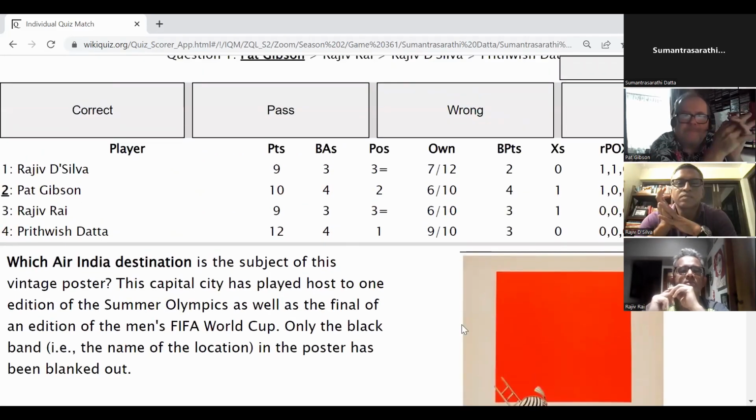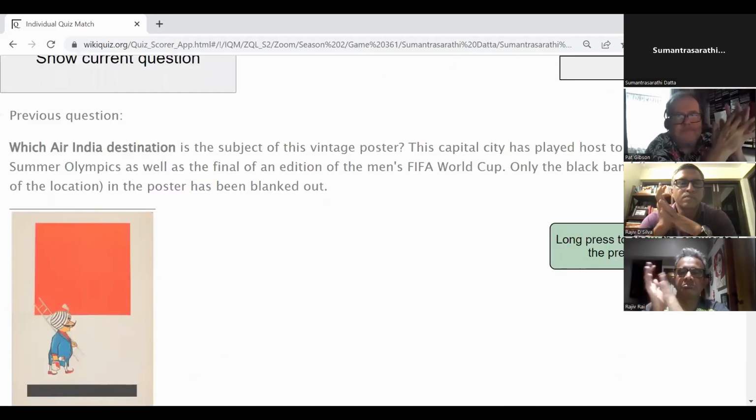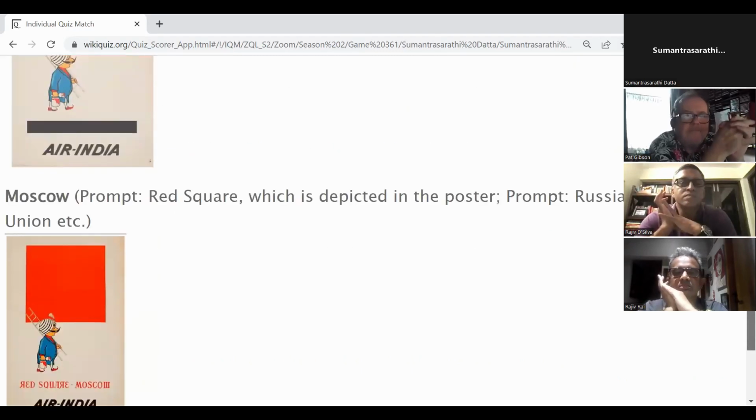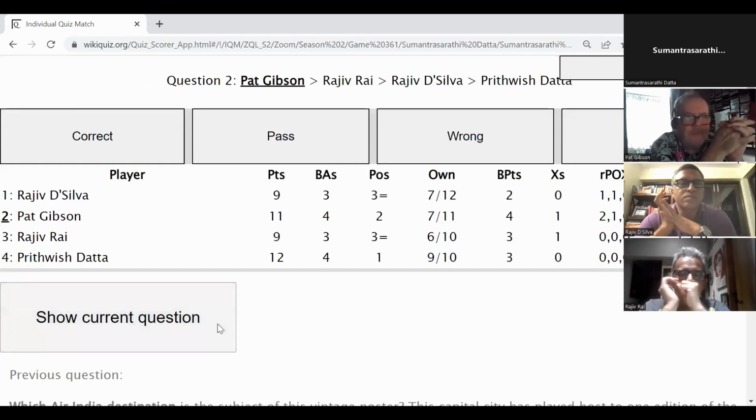Moscow. Indeed, this is the Red Square as you can see in the picture. So this is Moscow. Good answer there. And the second one, Pat.